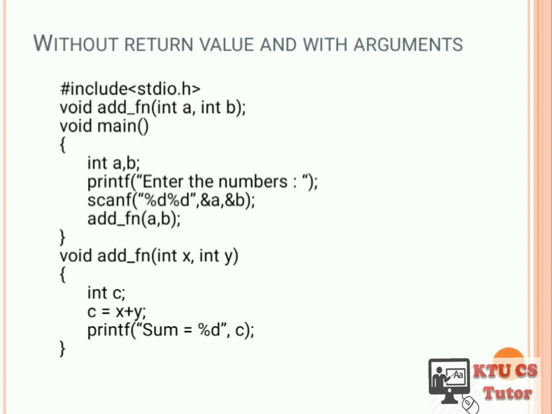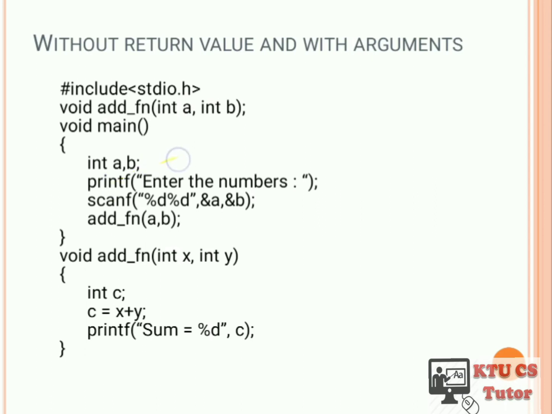Inside this function, we are declaring another variable c, then the sum x plus y will be stored in c, and then we'll print the result c. We can't print the sum inside the main function after the function call because we are not returning any values. Whatever variables we have declared inside a function will belong to that function only, which is a local variable to that function.